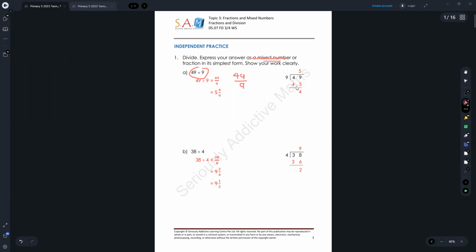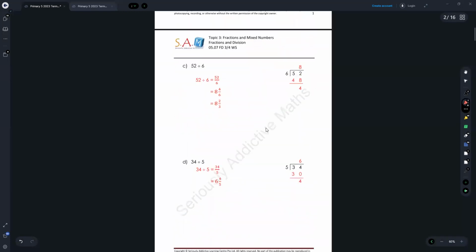Now, if they have problem remembering, you can always do it this way. Remember that it's a clockwise arrangement. So 5 whole, 4 out of 9. This is just a quick recap for them. If you think they are not too sure yet, you can try to do question B. But I think it should be fine, quite easily understood.